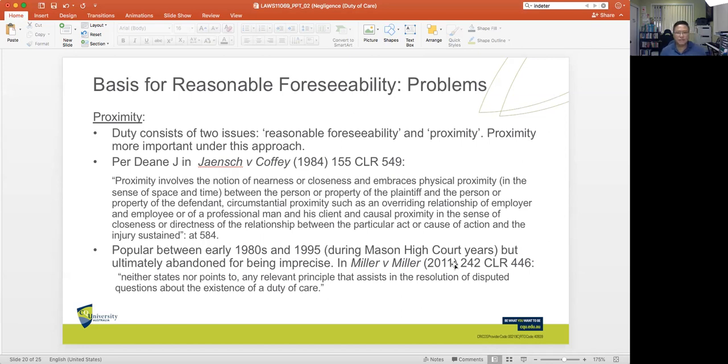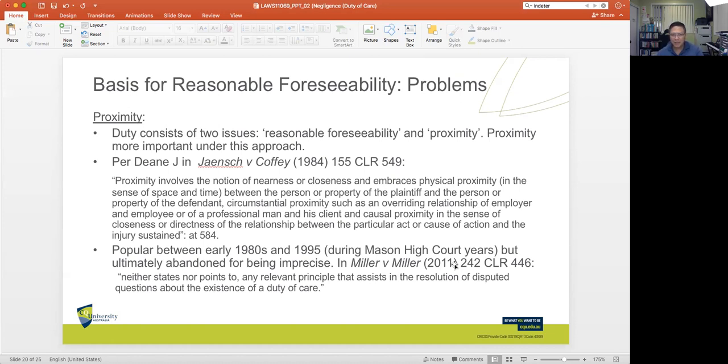So in the case of Jaensch versus Coffey, Justice Deane, for example, said, proximity involves the notion of nearness or closeness and embraces physical proximity in the sense of space and time between the person or property of the plaintiff and the person or property of the defendant, etc. Now, this legal principle of reasonable foreseeability being based on proximity, nearness, and closeness, both in terms of physical space and circumstantial proximity, for example, was quite popular in the early 1980s and 1985 during the years when Chief Justice Mason led the High Court, but it was ultimately abandoned for being too imprecise.